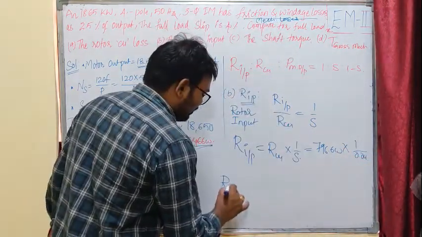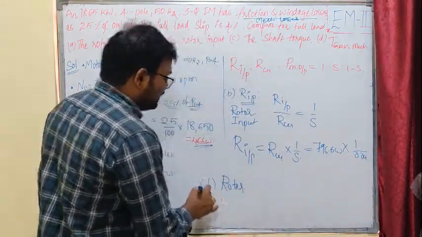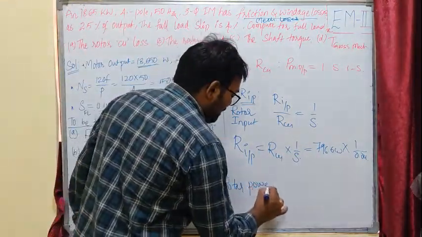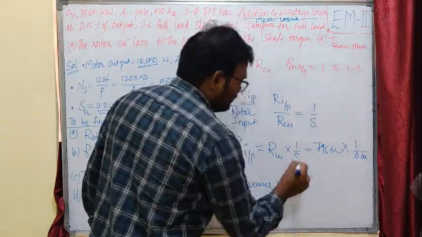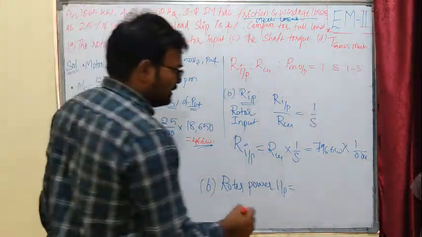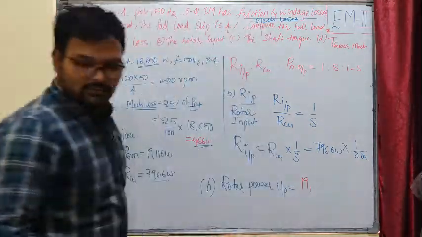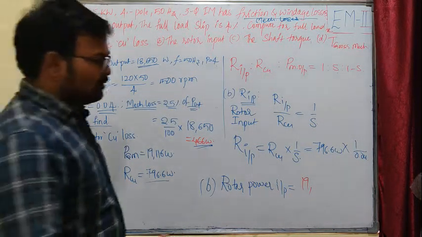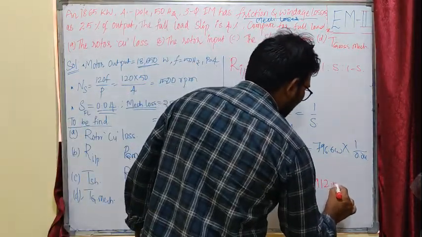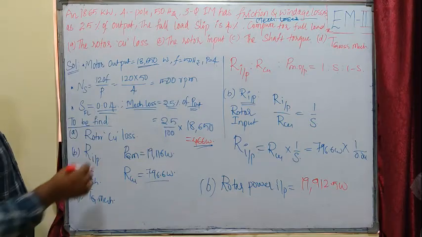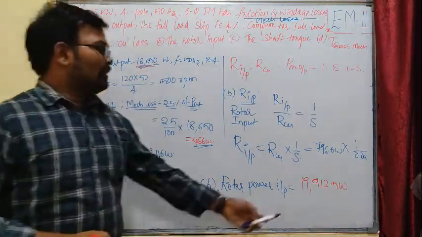So for option B, the rotor power input, the input will become 19,912.5 watts. This is my rotor input. This was the rotor output, and this is the rotor input.